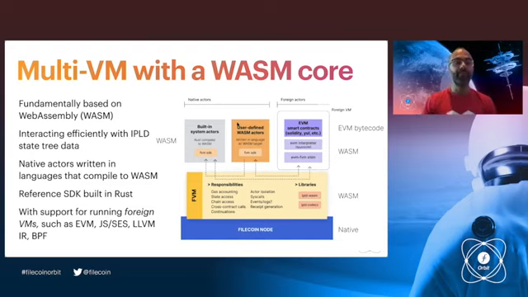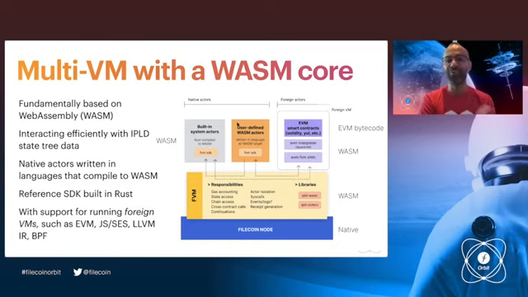Now, one key aspect of the FVM is that one thing it should do is interact with IPLD state tree data efficiently. And we're putting a lot of attention to this. Now, native actors can be written in languages that compile to WASM.